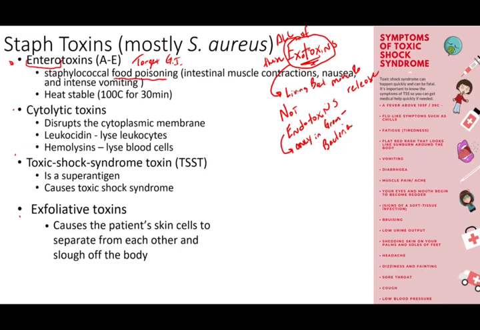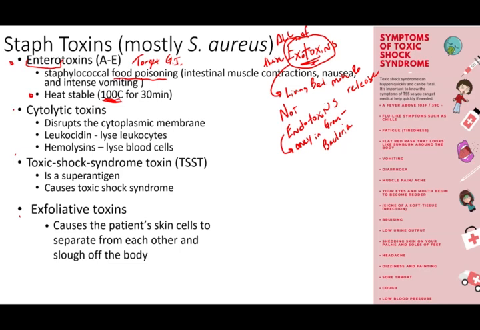I have this here. It says heat stable. And so 100 degrees Celsius is boiling. So that's what water boils at. And so 30 minutes of boiling is a pretty long cook time. And so the bacteria may actually be killed. But if this toxin has been generated prior to cooking, then even though you kill the bacteria, you still might have enough enterotoxins that can make you sick.